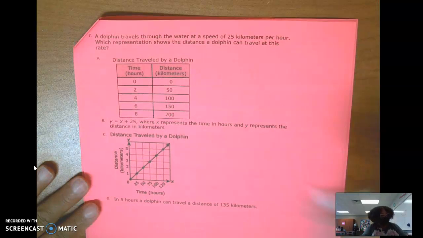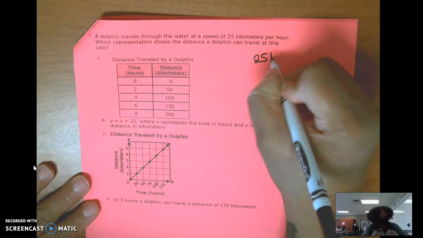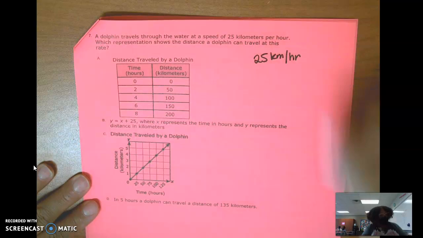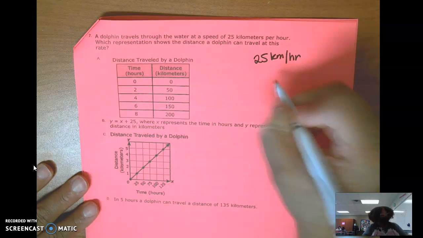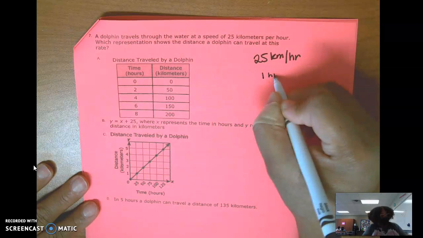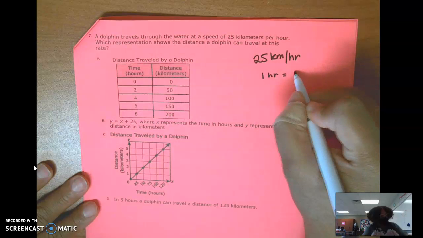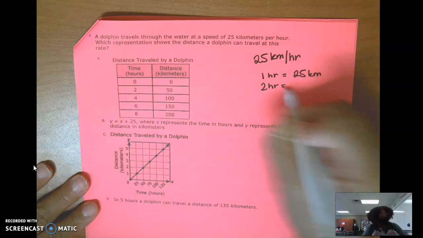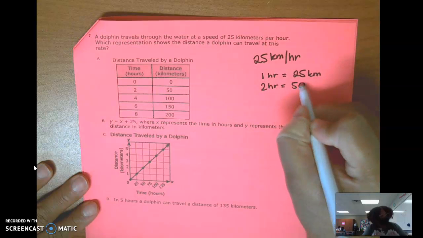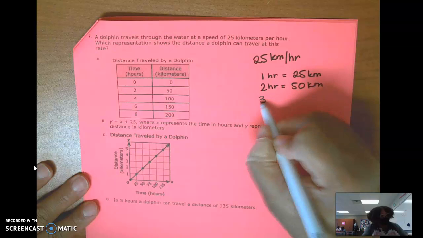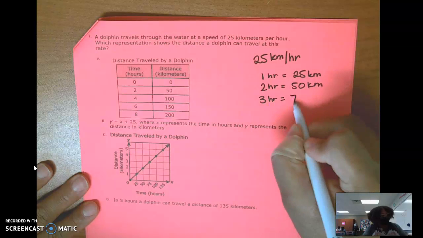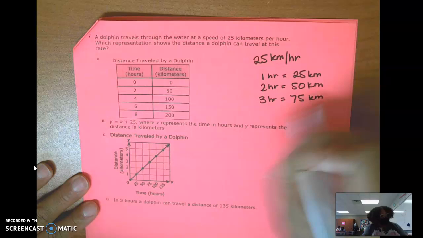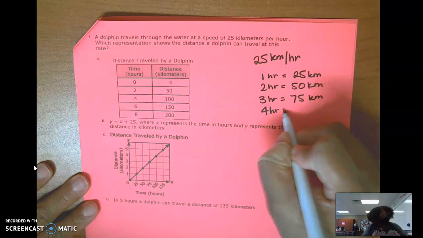A dolphin travels through the water at a speed of 25 kilometers per hour. Which representation shows the distance a dolphin can travel at this rate? Okay, in 1 hour. How far does it go? 25. In 2 hours, how far does it go? 50 kilometers. In 3 hours, how far does it go? In 4 hours, how far does it go?